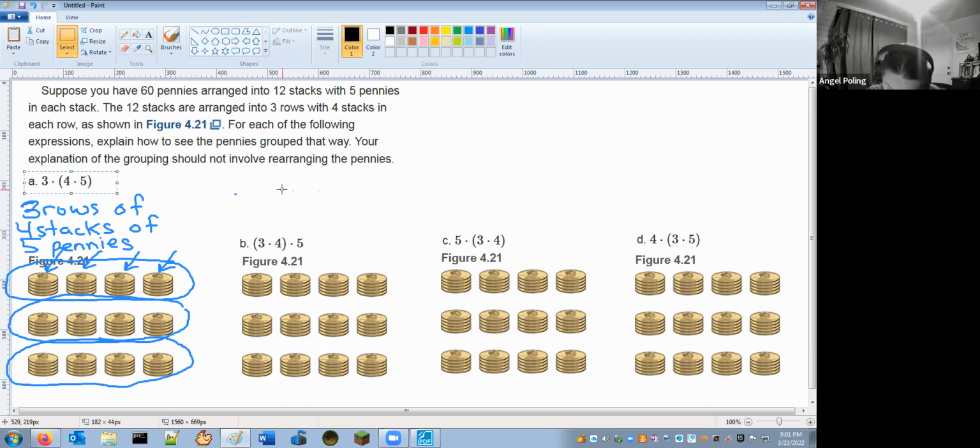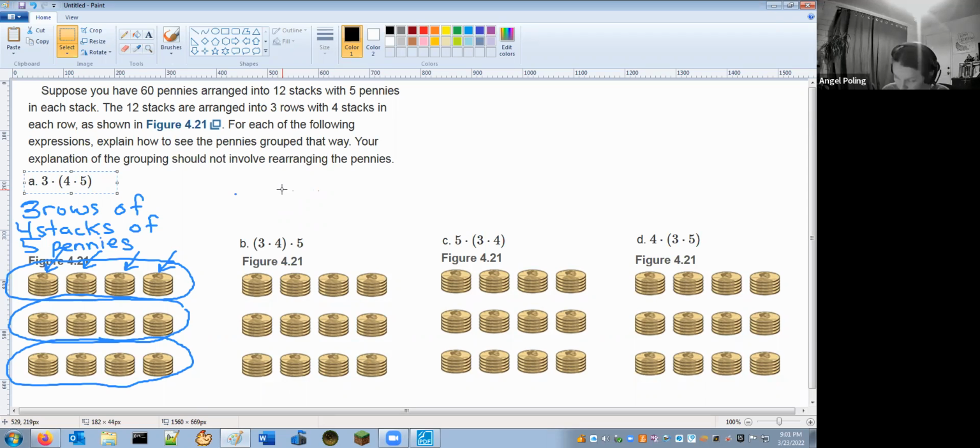So we have 3 rows of 4 stacks per row, each row with 5 pennies, or each stack with 5 pennies. So 3 rows of 4 stacks of 5 pennies in each stack. Okay, so we didn't rearrange the numbers and we kept with the 4 groups of 5 and 3 groups of 4 times 5.